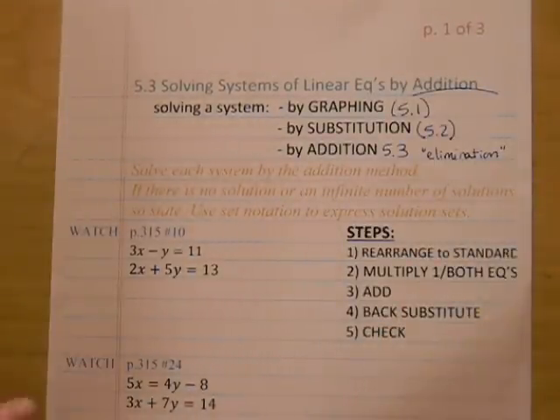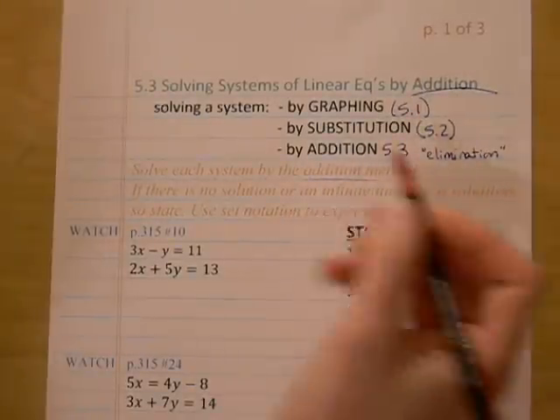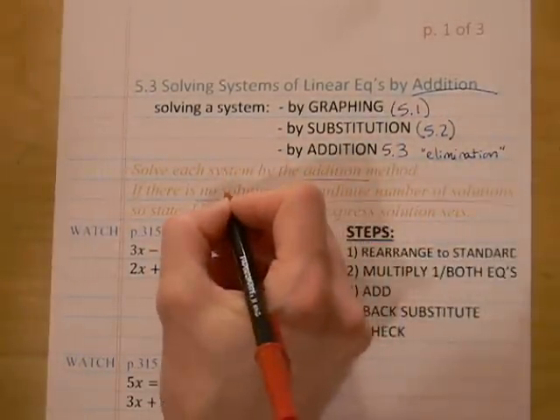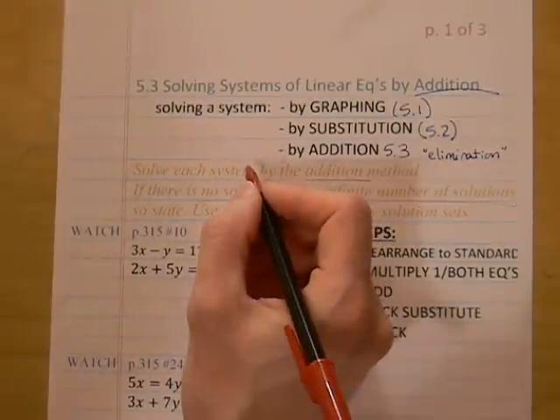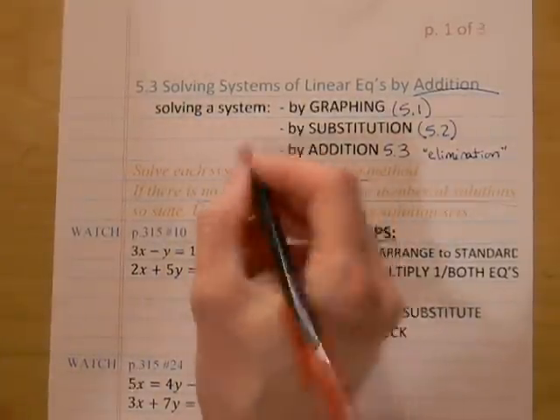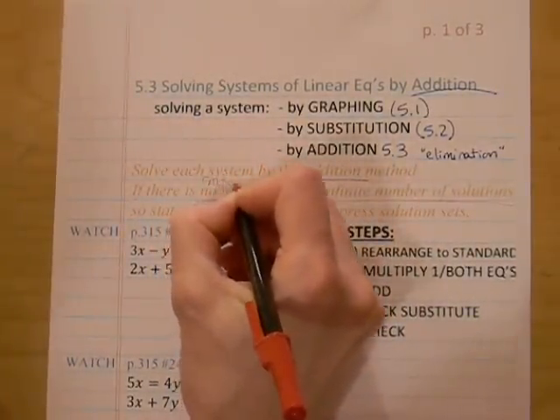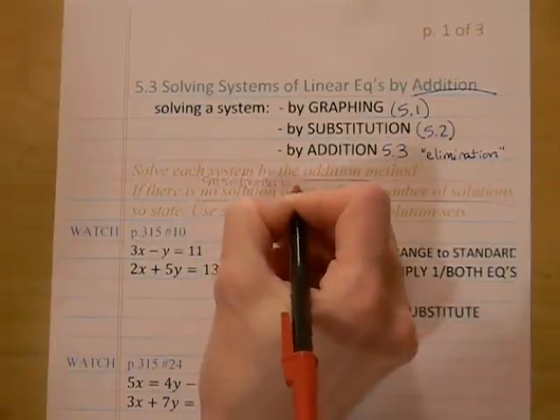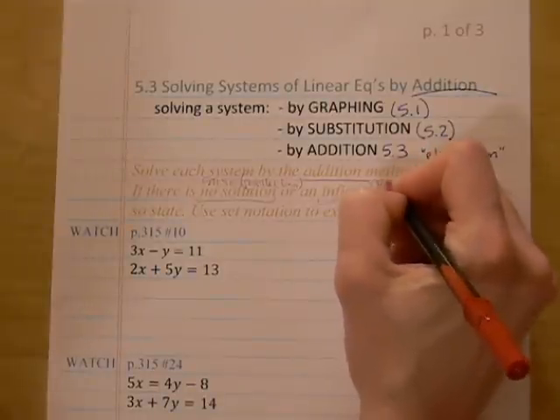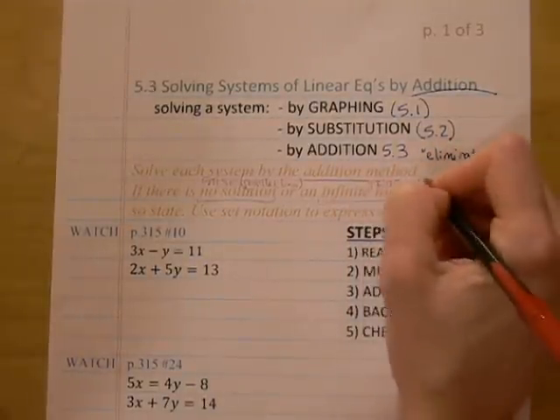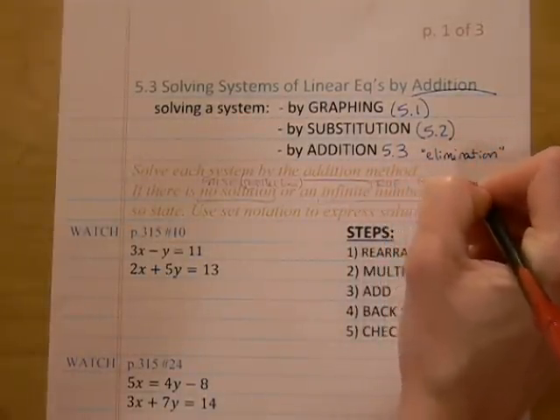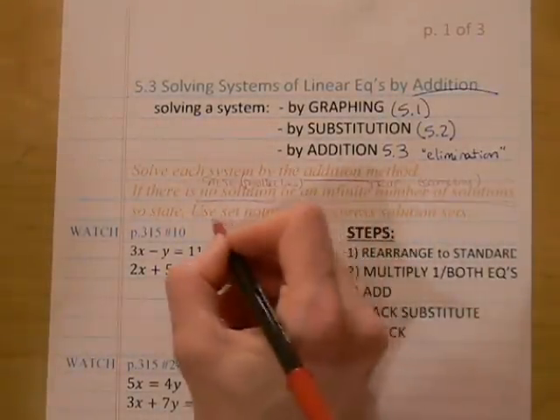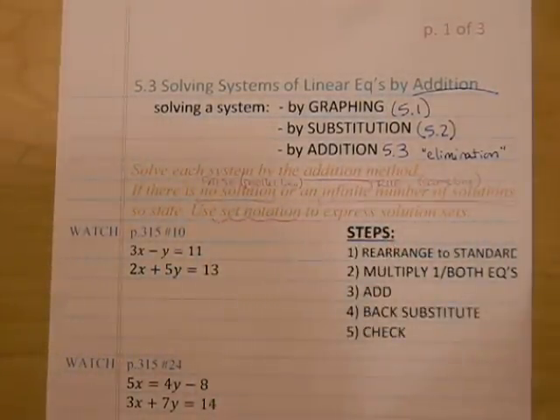So we're going to be solving each system by the addition method. Again, we're looking for if there's no solution or an infinite number of solutions. No solution means you get a false statement, and that means you have parallel lines. Or if the variable falls out and you get a true statement, that means you have the same line and there's an infinite number of solutions. And of course, we'll continue to practice using set notation to express our solution sets.